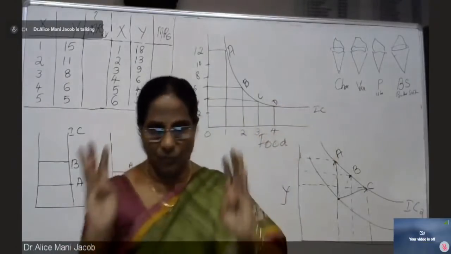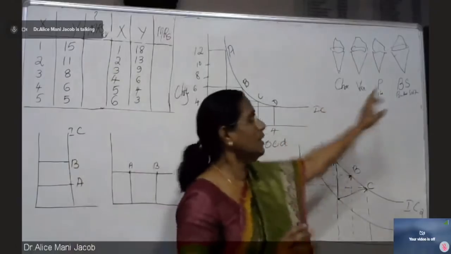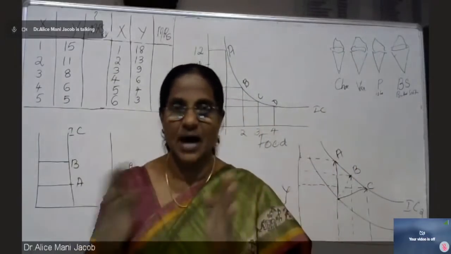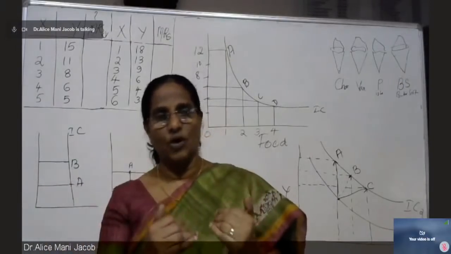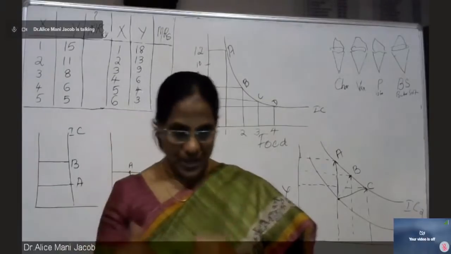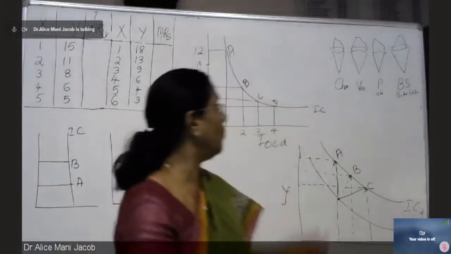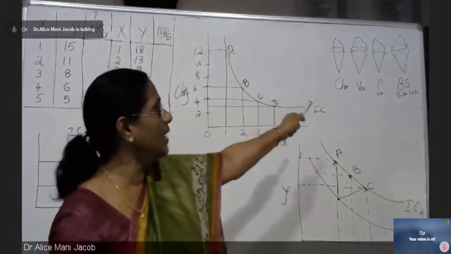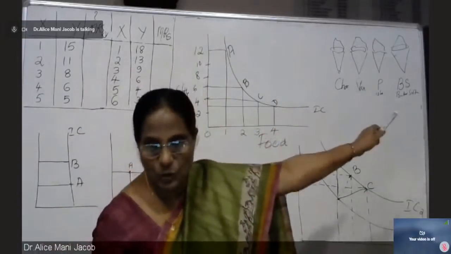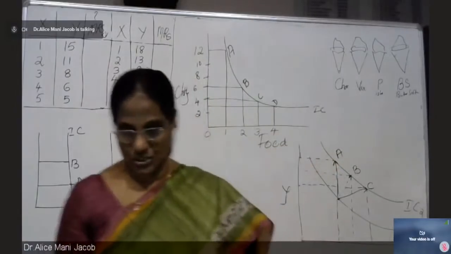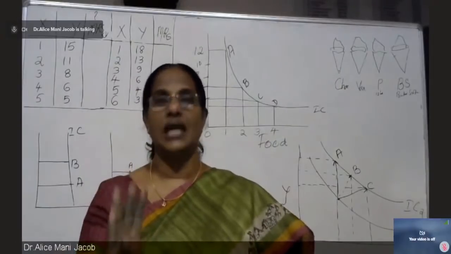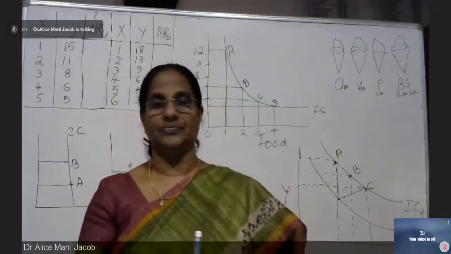You are given 4, I hope you can see this. You are given 4 ice creams, okay? 4 ice creams are kept. These 4 ice creams are of different flavors. The first one is chocolate, the second one is vanilla, the third one is pista, and the fourth one is butterscotch. Okay? 4 flavors of ice cream kept on the table.